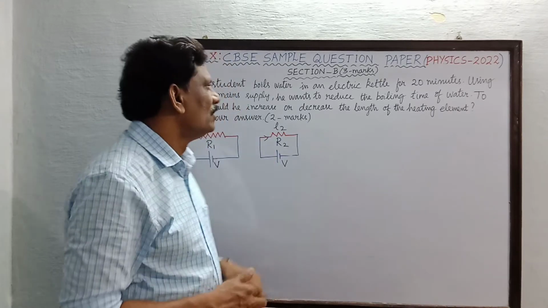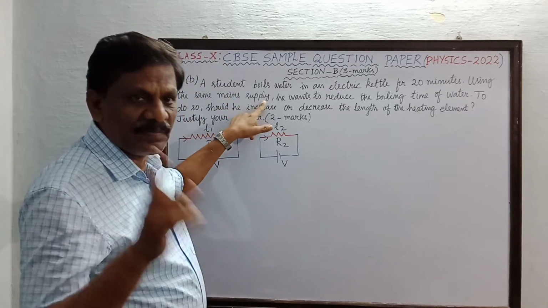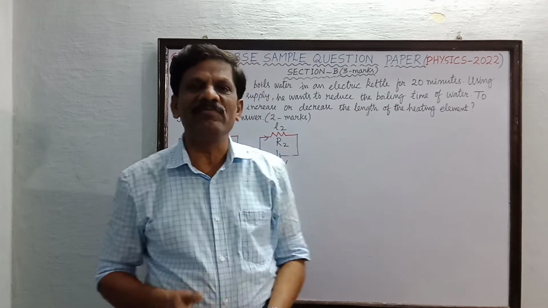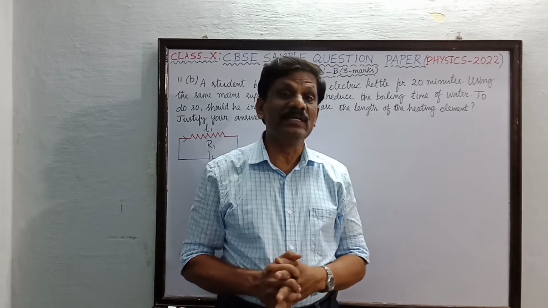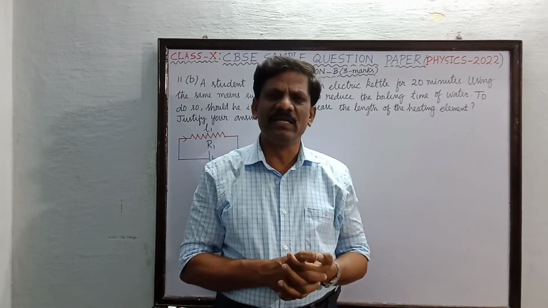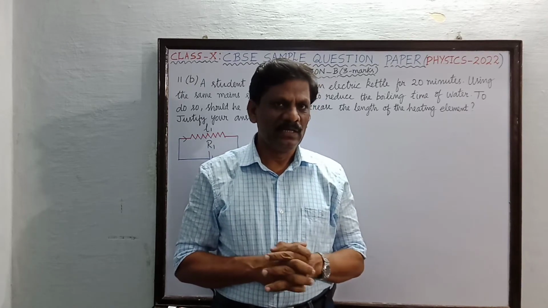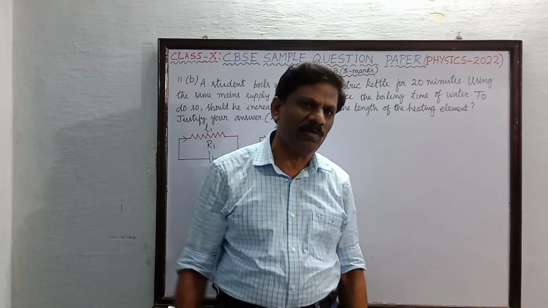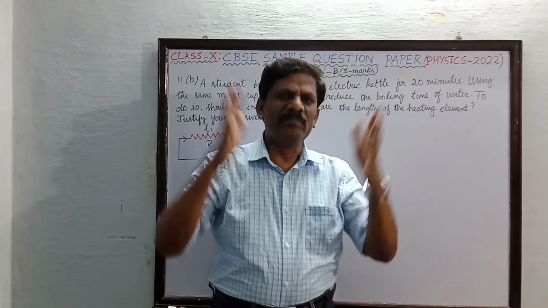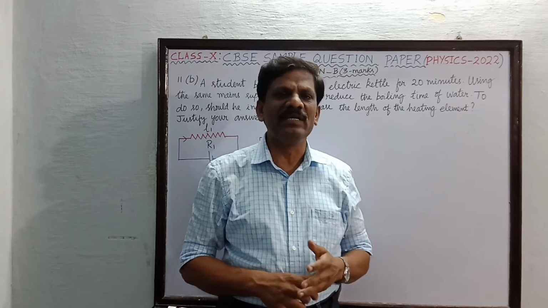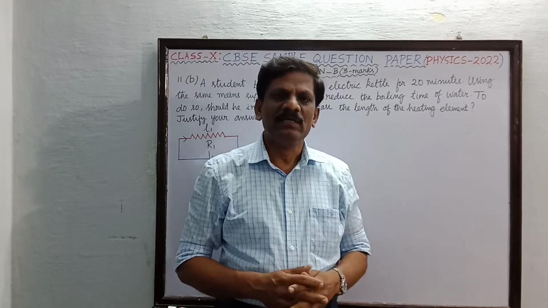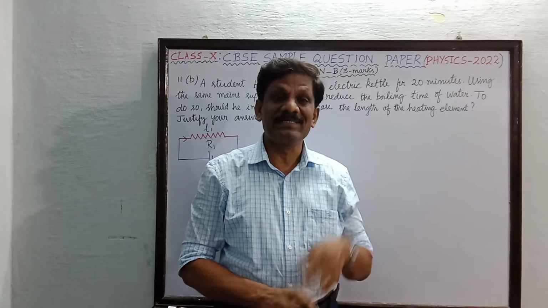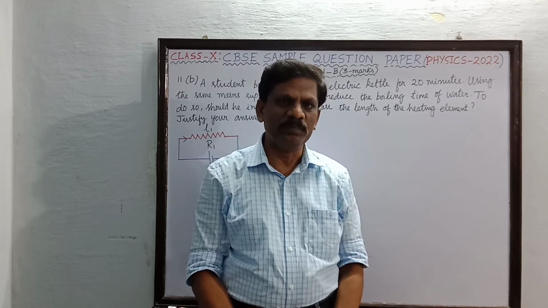Okay, students? So, using the same mains supply, he wants to reduce the boiling time of water. It's quite an interesting problem, but difficult only for the first time when you read. So he wants to reduce the time of boiling, means he wants to reduce the time of flow of current. The time of flow of current in the first case is 20 minutes, that is T1. In the second case, he wants to boil in less than 20 minutes. So let us take a different timing, that is T2.